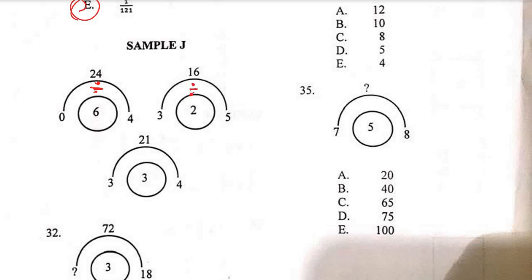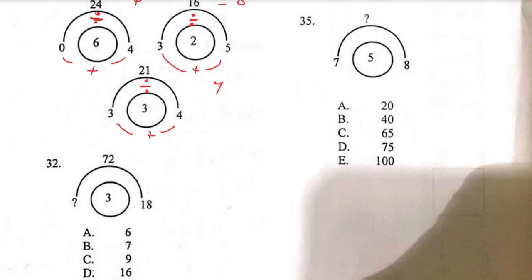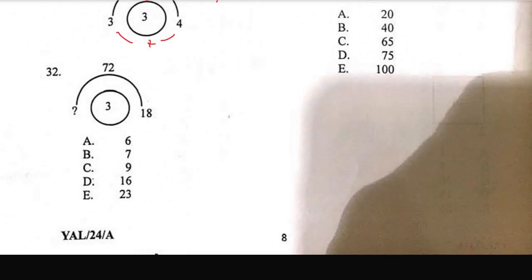16 divided by 2 is 8. So something else is missing. 24 divided by 6 is 4. Now 4 plus 0 is 4. It rhymes. 16 divided by 2 is 8. Then 3 plus 5 is 8. 21 divided by 3 is 7. Then 3 plus 4 is also 7. Let's take a look at the last pattern here.